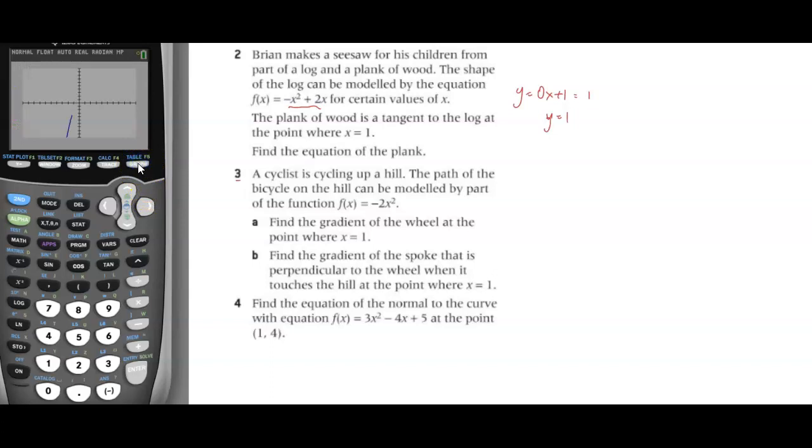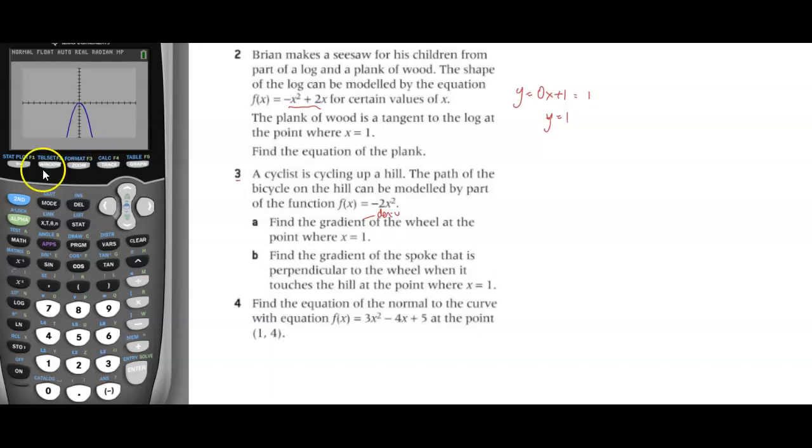Okay, and we're going to find the gradient of the wheel at the point where x equals 1. Okay, so here it's not asking me for the tangent line, is it? It's just asking me for the gradient of the wheel at x equals 1. If you remember, the gradient of the wheel is another way of asking me for the derivative. What is the derivative at x equals 1?